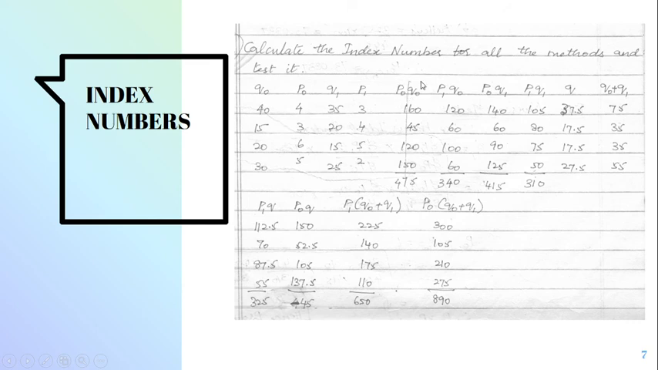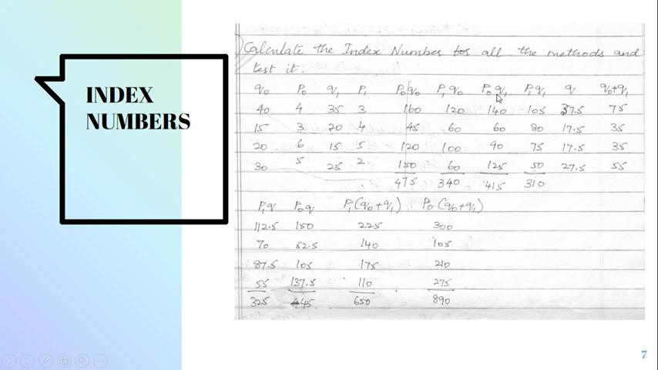Now, going from the first column, P0Q0. So, P0, 4 into Q0, 40, 4 into 40, 160. 3 into 15, 45. 6 into 20, 120. 5 into 30, 150. The total, 475. P1Q0. P1, 3 into 40, that is 120. 4 into 15, 60. 5 into 20, 100. 2 into 30, 60. Which totals to 340.